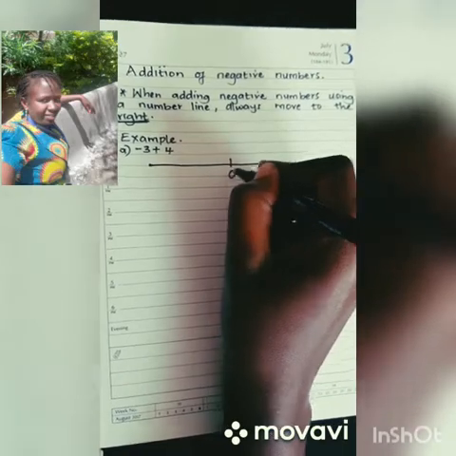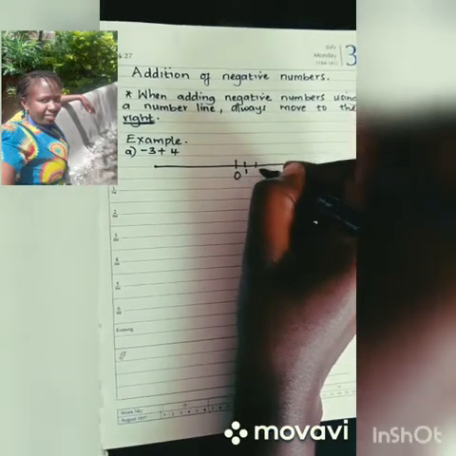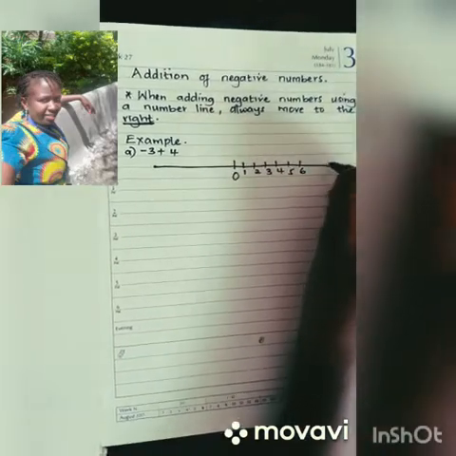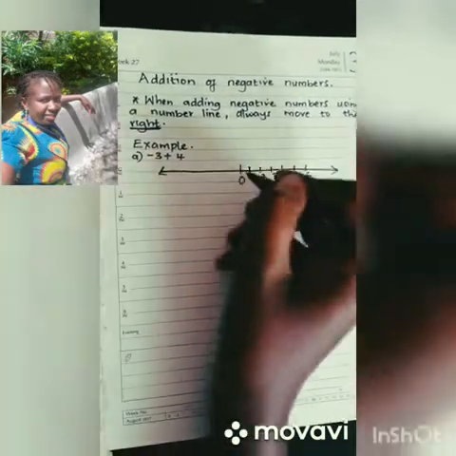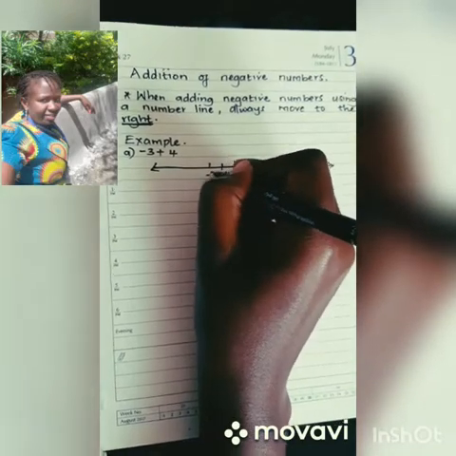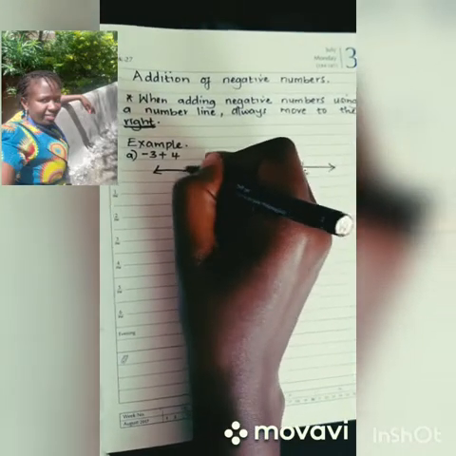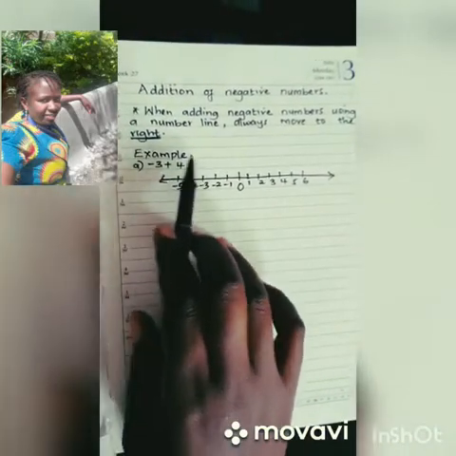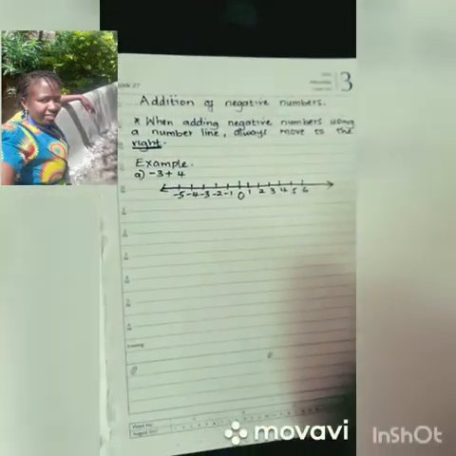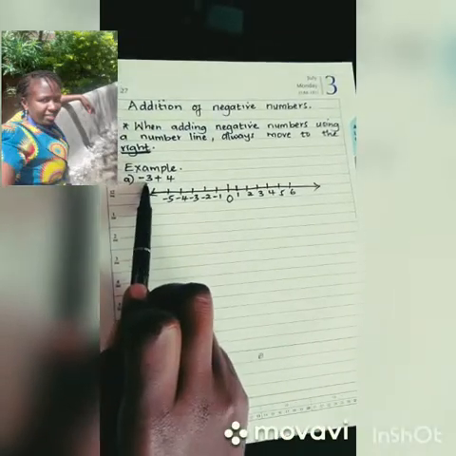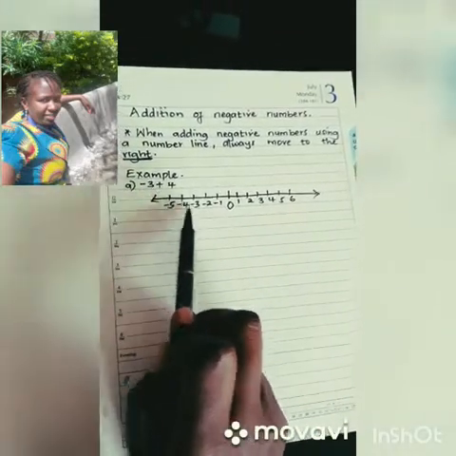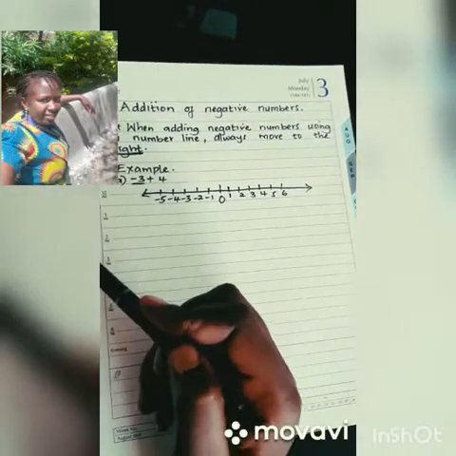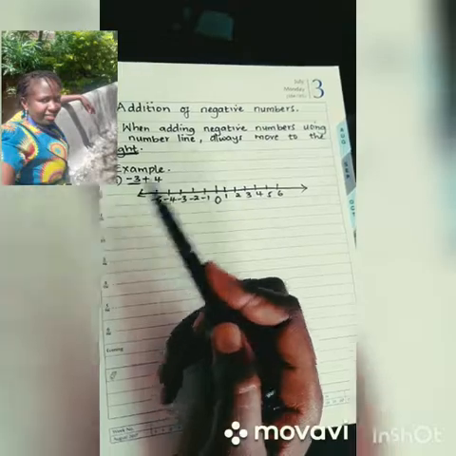We have 0, positive, we have 1, 2, 3, 4, 5, 6. It can go that way. And then on this side, we have negative 1, negative 2, negative 3, negative 4, negative 5. So your question determines the length of your number line. You have to make sure that you have this starting number on your number line, because this is our starting point. This first number acts as our starting point.